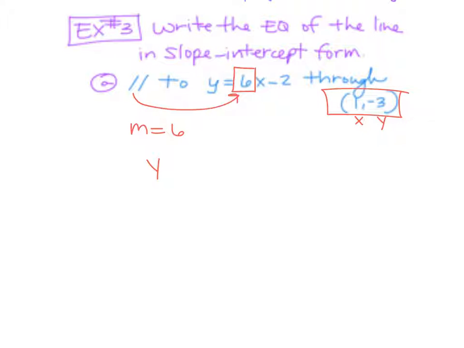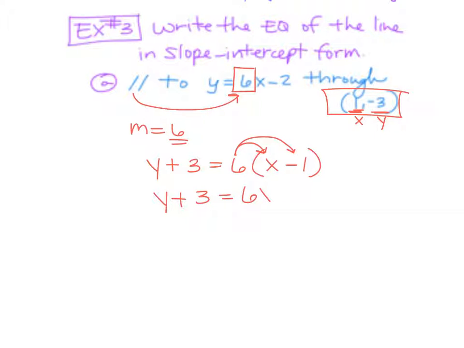y plus 3. Right, it'd be y minus a -3, which is y plus 3, equals your m, that's your 6, times x minus your x value, which is the 1. Okay, but we want it in slope intercept. How do I get this into slope intercept? You're going to have to distribute. Right, you're going to distribute first. So you get y plus 3 equals 6x minus 6. Then what?